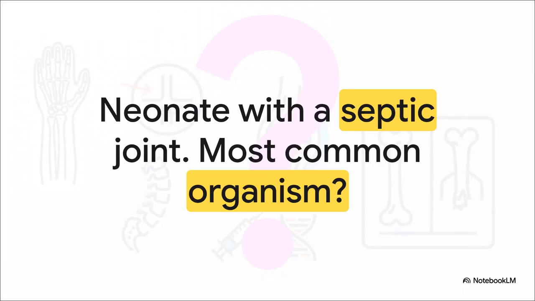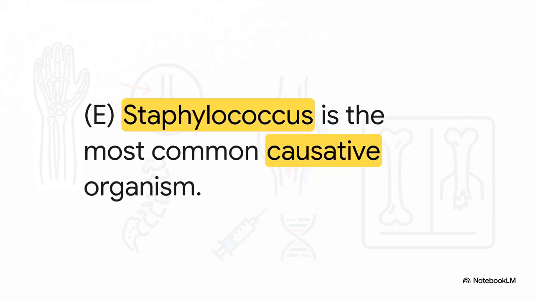To close out this explainer, let's look at one final high-stakes trap regarding pediatric joint effusions. A 1-week-old neonate presents with fever, irritability, and a swollen, painful joint. You perform an arthrocentesis, and it yields purulent fluid. What organism is destroying this neonate's joint? A. H. influenzae. B. Listeria. C. N. gonorrhea. D. Shigella. Or E. S. aureus. The answer is E.